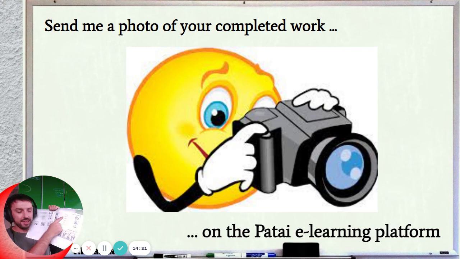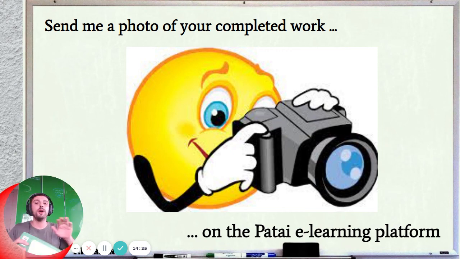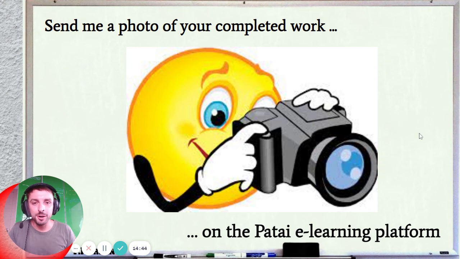So here it is, just activity A, activity B, activity C, and activity D. When you are finished, can you take a photograph of your work and send it to me on the Patai e-learning platform, and I will mark your work and put it in your score sheets.